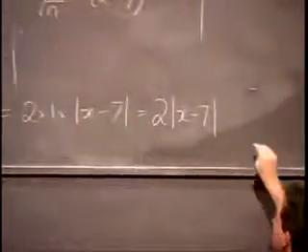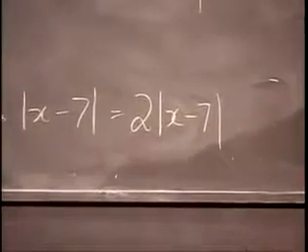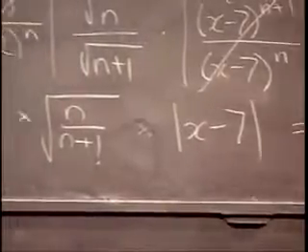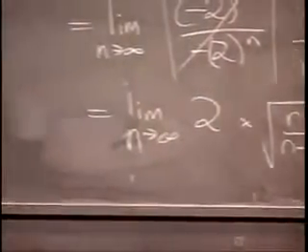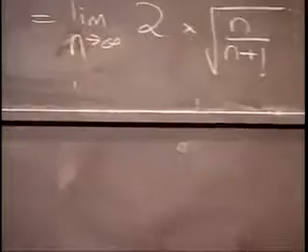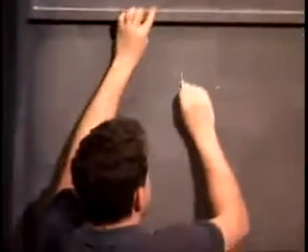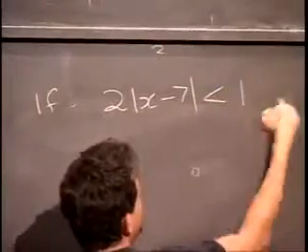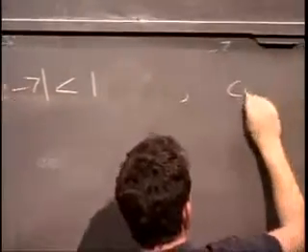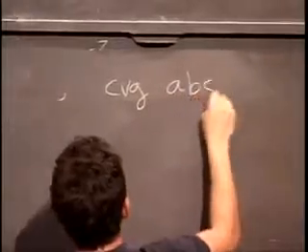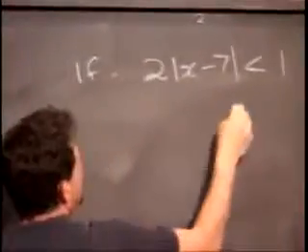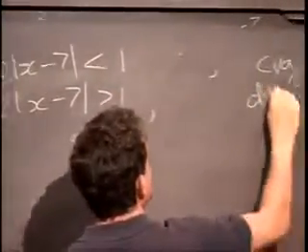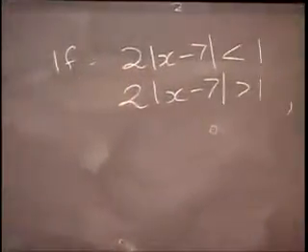What is important about this? It has to be less than 1 for convergence. What if it's bigger than 1? Divergence. What if it's equal to 1? You can't tell. So let's see. If 2 times absolute value of x minus 7 is less than 1, the series converges absolutely. But if it's greater than 1, it diverges. Now, let's play around with this for a little bit.